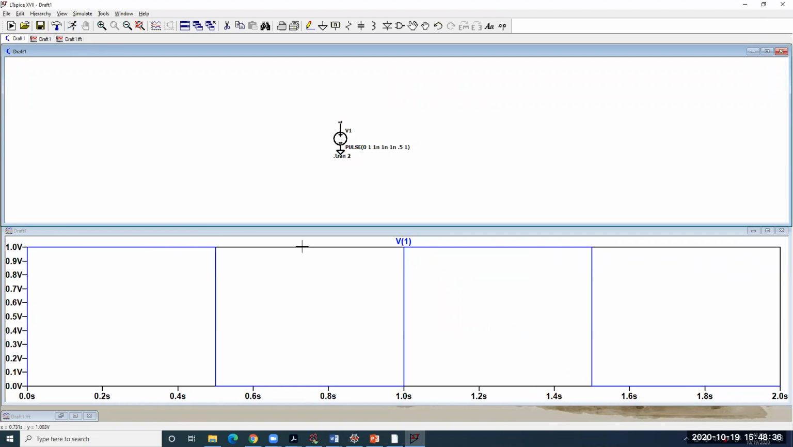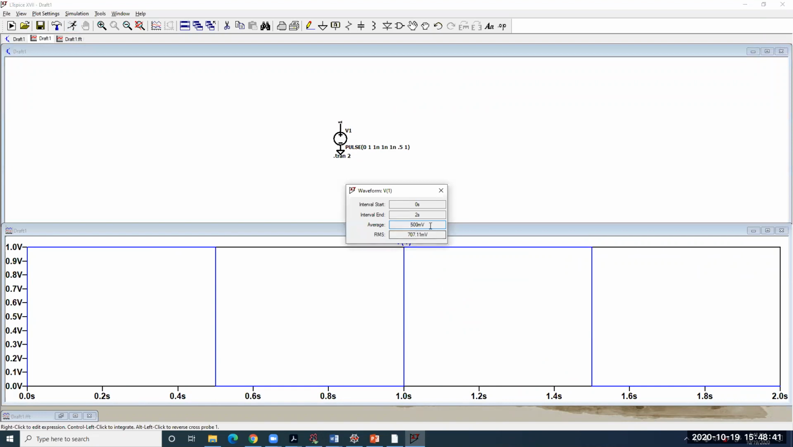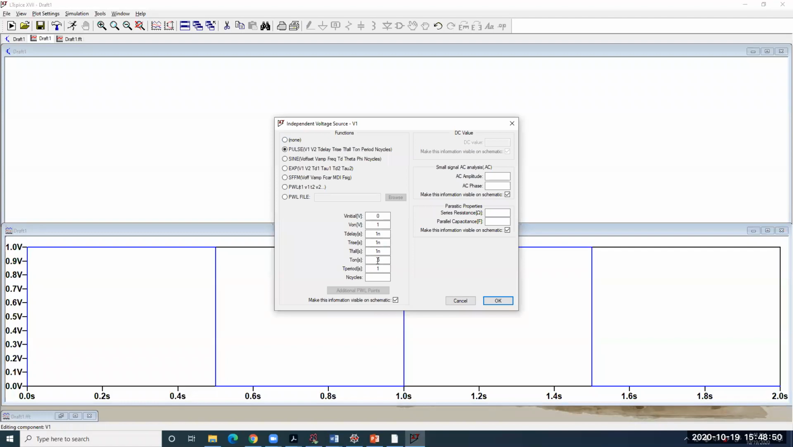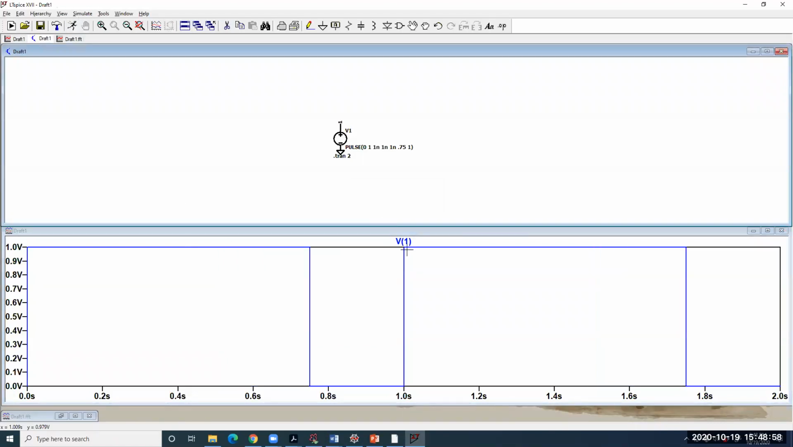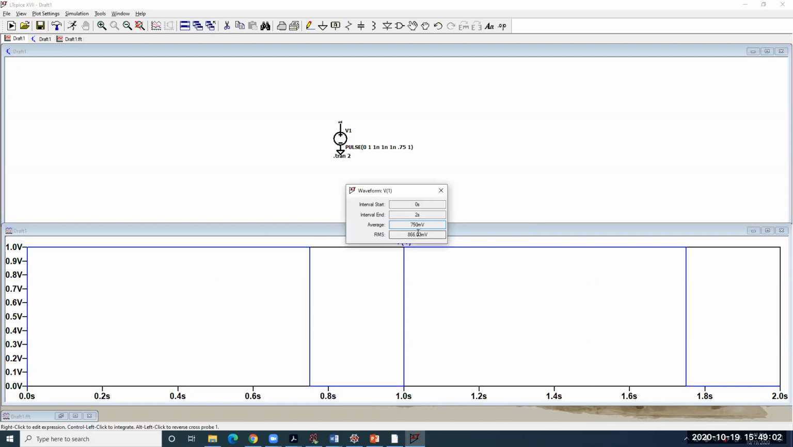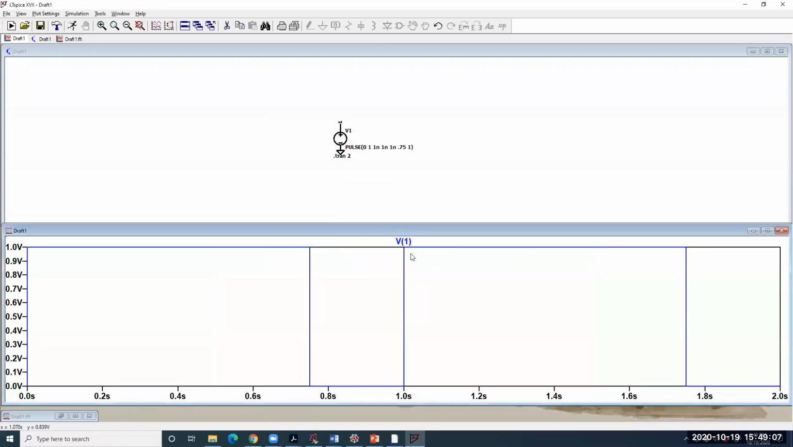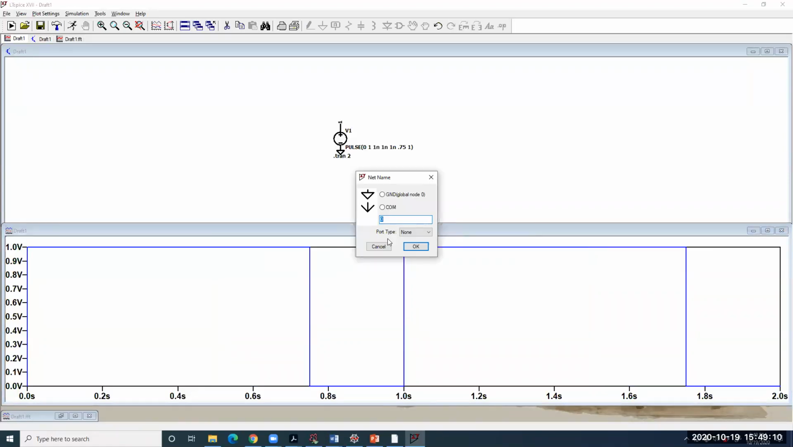Okay. So now I want the average of that. That will give me 0.5, because that's a square wave and it's on for half the time. If this were on for 75% of the time, that would give me the average. But I'm simulating a 1 hertz square wave.